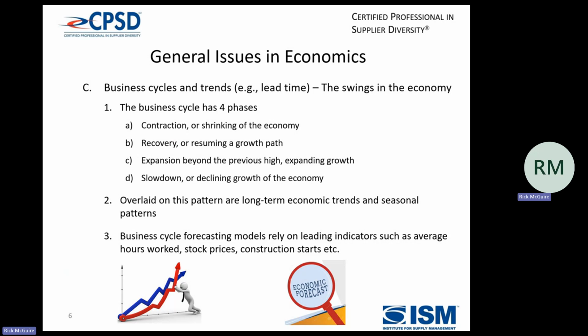Overlaid on this pattern are long-term economic trends and seasonal patterns. This is why you can't say every 5 years there's going to be a recession. You don't know. Could be 5 years, could be 25 years. I mean, the last recession we had was 2020, and it was pretty short. The one before that was 2009. So that's 10 years. Business cycle forecasting models rely on leading indicators such as average hours worked, stock prices, construction starts, etc.